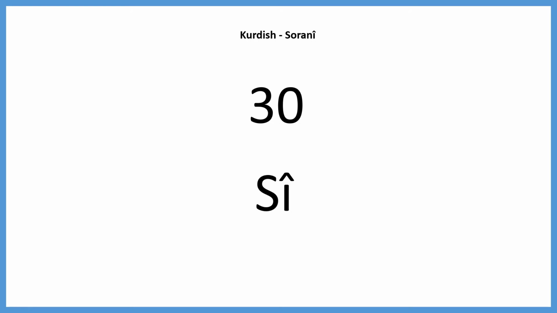So now we know that if we wanted to say 31, we would say Si u yek, and if we wanted to say 32, we would say Si u du. So now we will count up in tens.